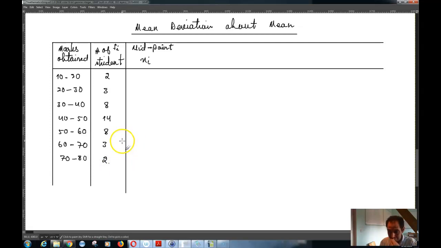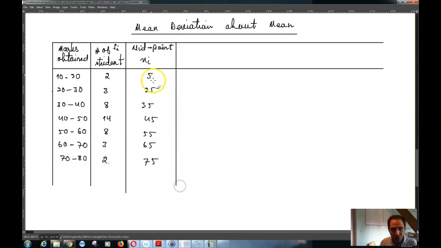And then we have the midpoints of these class intervals, where you get 15, 25, 35, 45, 55, then 130 divided by 2 is equal to 65, and 150 divided by 2 is 75. So that's the midpoint, or simply x of i.